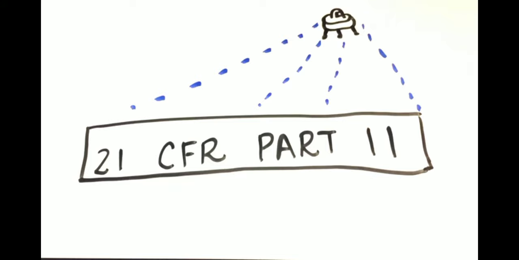Part 11, as defined by the FDA, are regulations that set forth the criteria under which the agency considers electronic records, electronic signatures, and handwritten signatures executed to the electronic record to be trustworthy, reliable, and generally equivalent to paper records and handwritten signatures executed on paper.